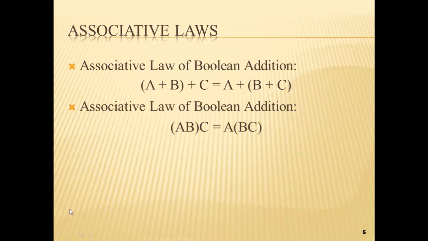The associative law of Boolean addition means that we can group anything we want as long as it's all addition. So we can put parentheses around a or b, we can put parentheses around b or c, or we can get rid of the parentheses entirely and just have a or b or c. As long as they're all ORed together, that's the biggest deal.